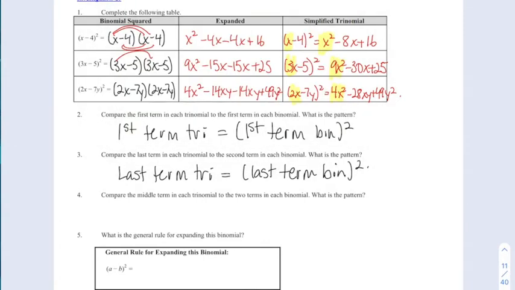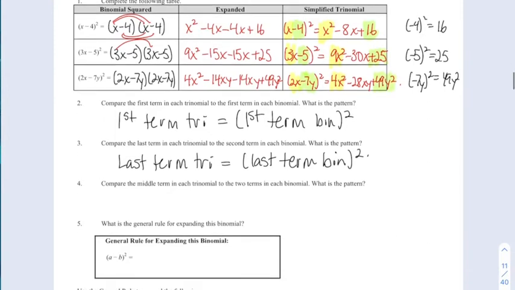Right? So I can see that negative 4 to the power of 2 is 16. Negative 5, right? We know that negative 4 squared equals 16. Negative 5 squared is 25. And negative 7y squared is 49y squared. So that works out. All right.